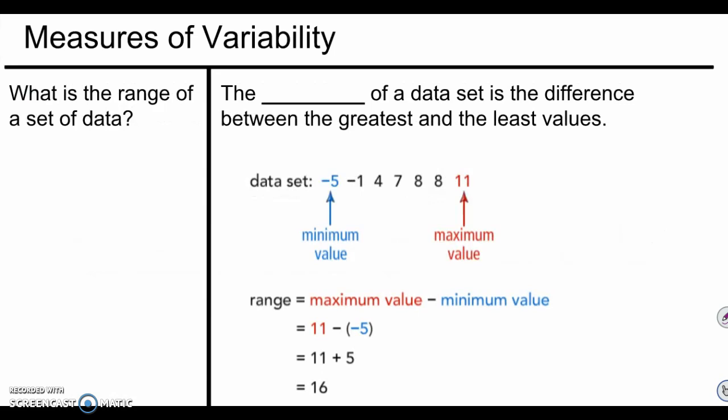Alright, let's talk about range. What is the range of a set of data? The range of a set of data is the difference between the greatest and least values. In our data set, ordered from least to greatest, we have -5, -1, 4, 7, 8, 8, and 11. 11 is our maximum value. -5 is our minimum value. So that is 11 minus -5. Remember, to subtract integers, we add the opposite sign.